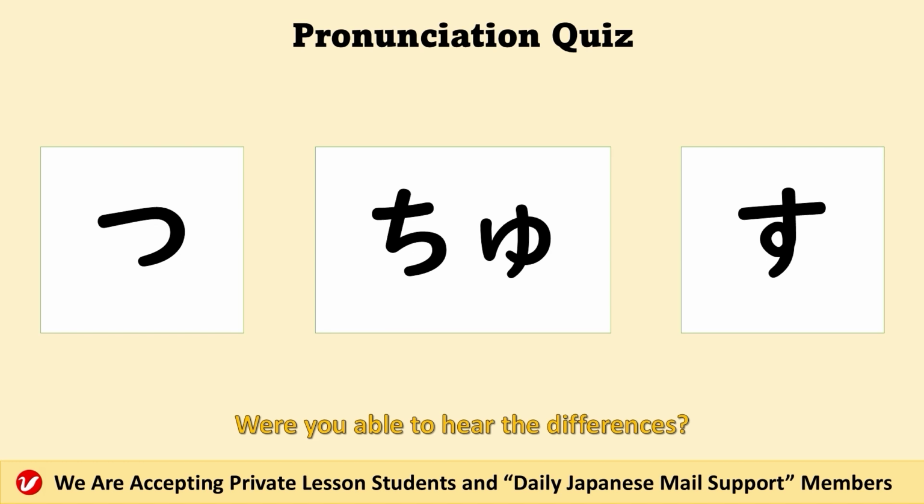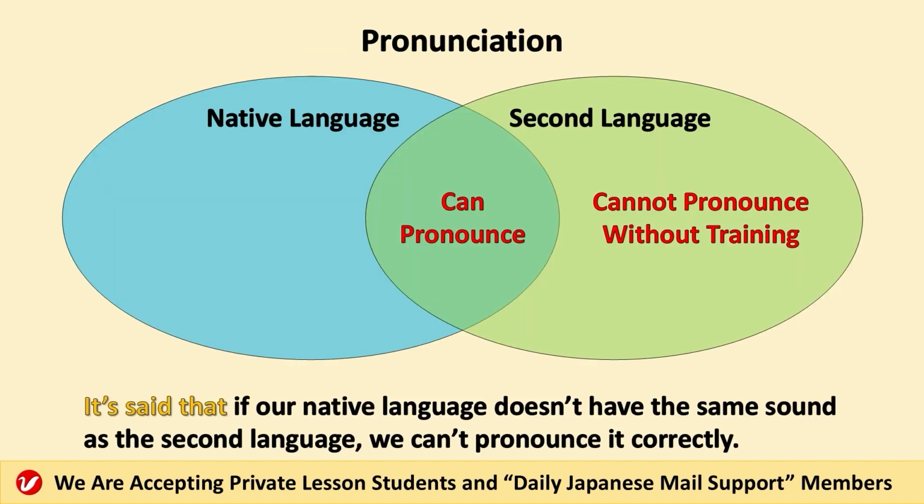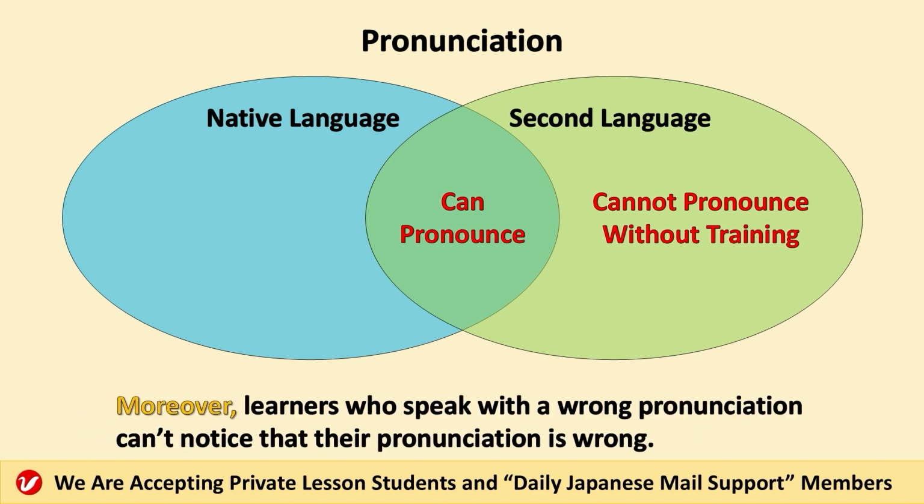Were you able to hear the differences? Many learners are able to do it. However, we've seen a lot of learners who can't pronounce them correctly. It's said that if our native language doesn't have the same sound as the second language, we can't pronounce it correctly. Moreover, learners who speak with a wrong pronunciation can't notice that their pronunciation is wrong.